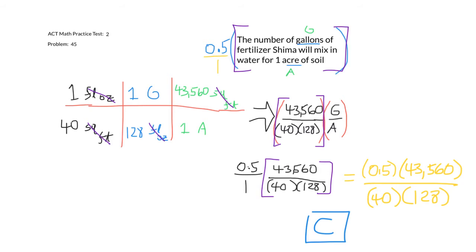I think it's important to realize that, yes, it's a unit conversion. You do need to be fairly well practiced at unit conversion in general. And you also have to recognize that the final answer is going to be the number of gallons of fertilizer for 1 acre of soil, but it's going to be that times 0.5, right? Because we're looking at the number of gallons that correspond with 0.5 acres. So that's going to be half the amount of gallons that would correspond with 1 acre. Okay? So that's how you do problem number 45.